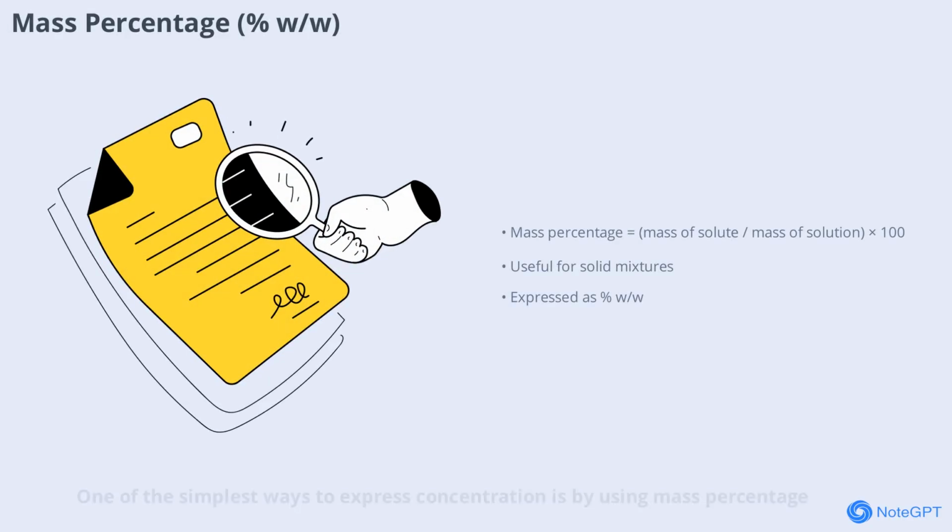One of the simplest ways to express concentration is by using mass percentage, often written as percent weight by weight, or percent W/W. This method tells us what fraction of the total mass of a solution is made up by the solute. For example, if you dissolve 10 grams of salt in 90 grams of water, the total mass of the solution is 100 grams. The mass percentage of salt would then be 10%. This method is especially useful when both solute and solvent are solids or when dealing with concentrated solutions.